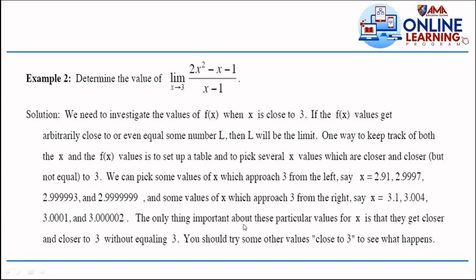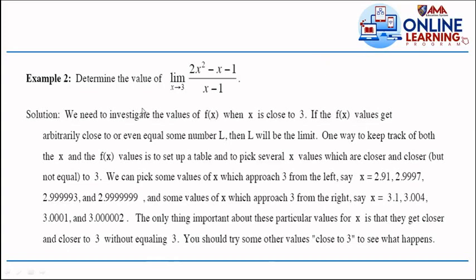The only thing important about these particular values for x is that they get closer and closer to 3 without equaling 3. So you should try some other values close to 3 to see what happens. Tulad po yung ginawa po natin doon sa tangent lines po natin. We get values from the left and the right to get closer and closer to our point of reference.